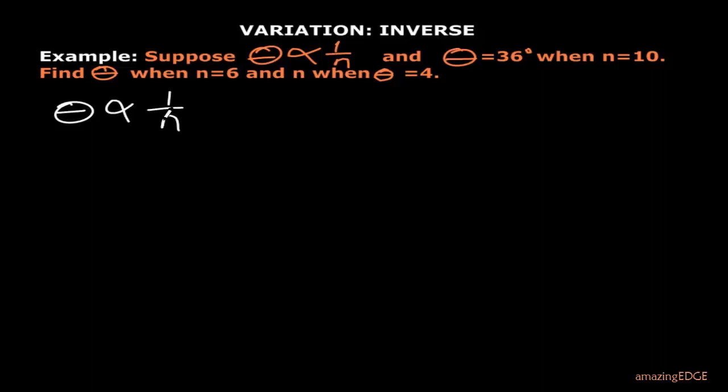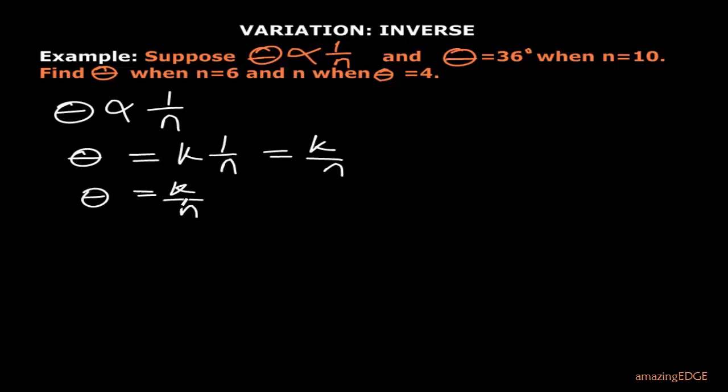So this is the same thing as saying that theta is equal to k times 1 over n. And k times 1 over n is the same thing as k over n. So our formula now is theta is equal to k over n. But before we do anything, we must get the value of k. We must find that constant.